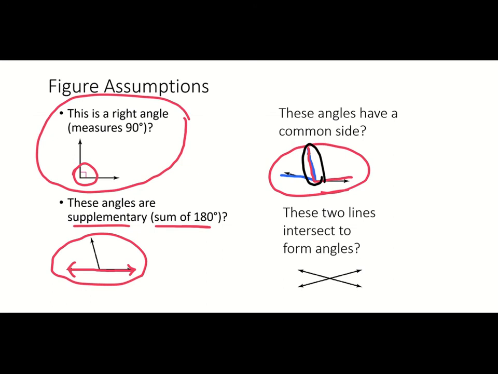All right, and our last one. Can we assume that these two lines intersect to form angles? Well, if we look, there are two lines. Sorry, my pen doesn't allow me to draw straight very much. But they do intersect right here, and they do form angles. So we've got an angle here, an angle here. We also have an angle here, an angle here. So yes, we can assume that.